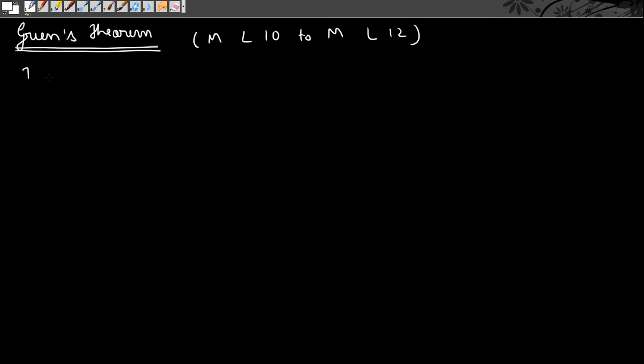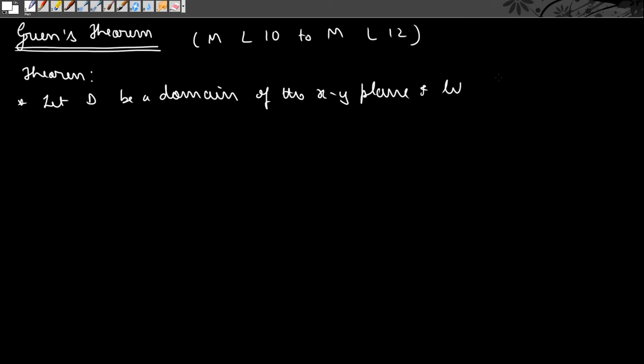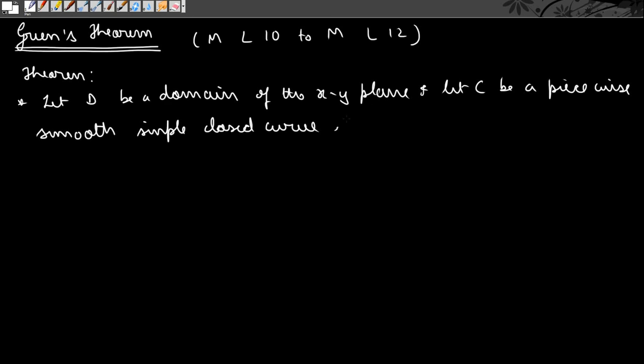So let's start by stating what the theorem says. Let D be a domain of the xy plane, and let C be a piecewise smooth, in fact simple closed curve. We already saw what a simple closed curve means in one of the previous lectures. The curve is in D and its interior is also in D, which means that the area enclosed by this curve is also inside the domain D.